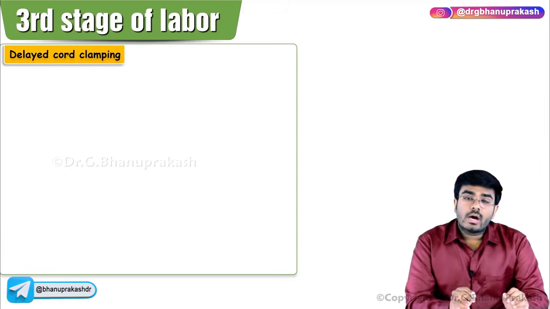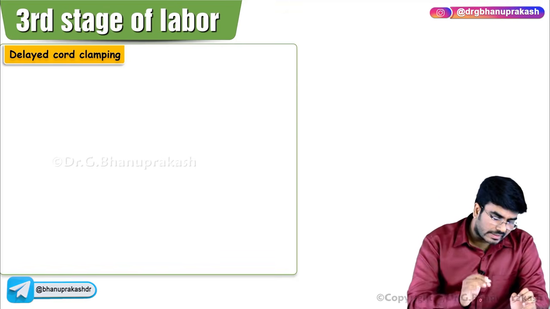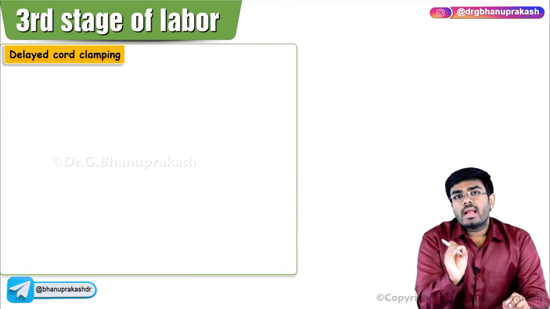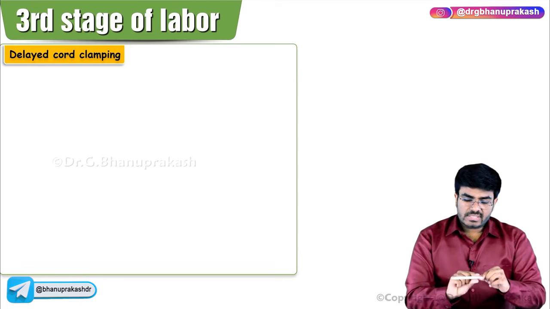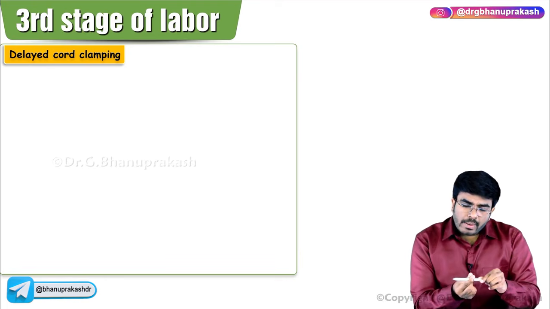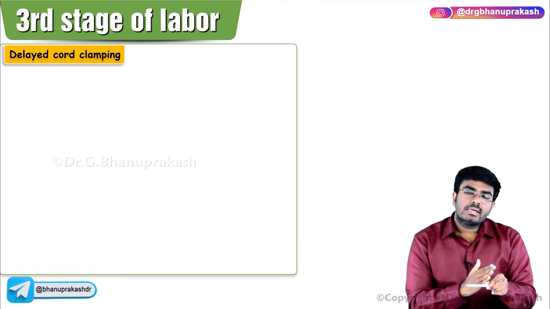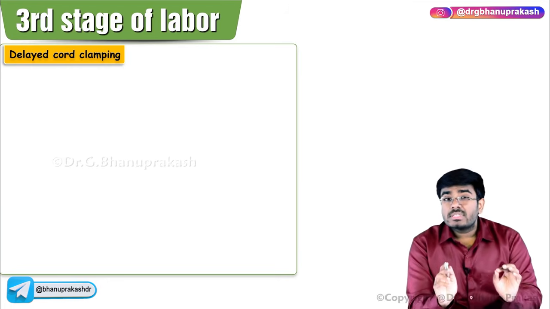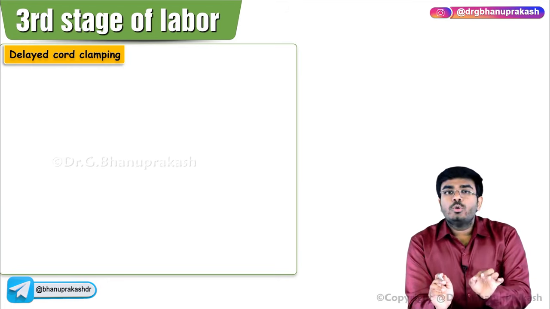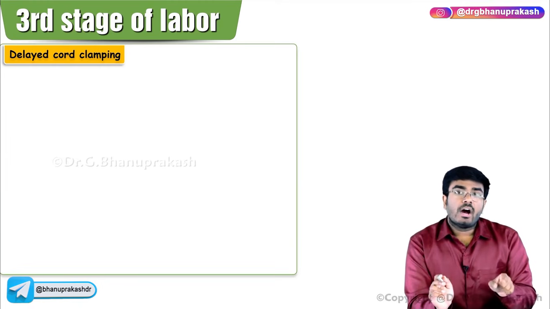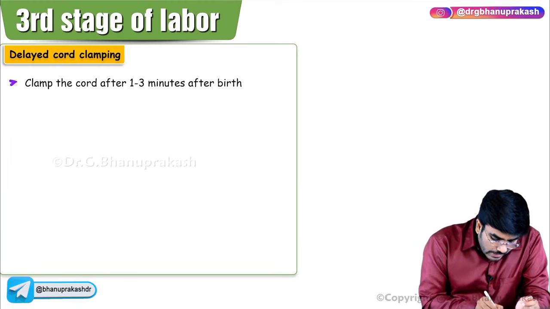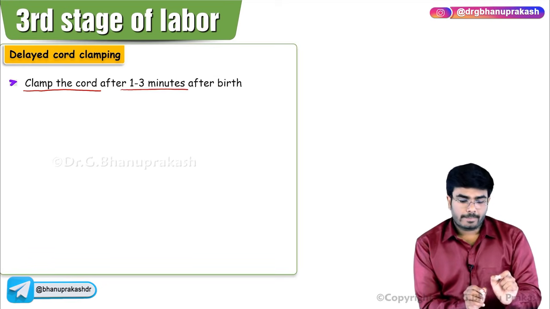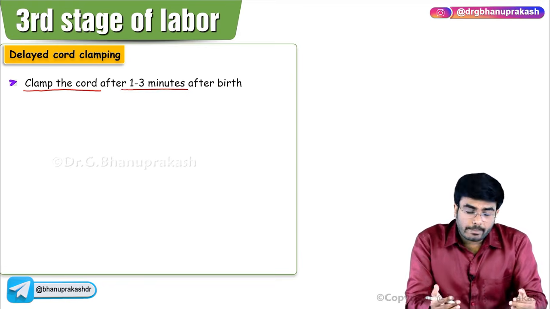The second component of active management is delayed cord clamping. What exactly is delayed cord clamping and why is it important? For example, if this is the umbilical cord, you have to clamp the umbilical cord, right? You have to separate the mother and the baby. So you have to clamp the umbilical cord. See, it is better to clamp after 1 minute after delivery. Please concentrate. Clamp the cord after 1 to 3 minutes, at least one minute, okay. This is known as delayed cord clamping.